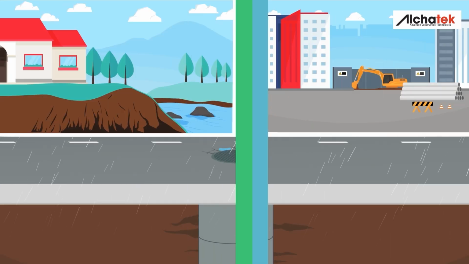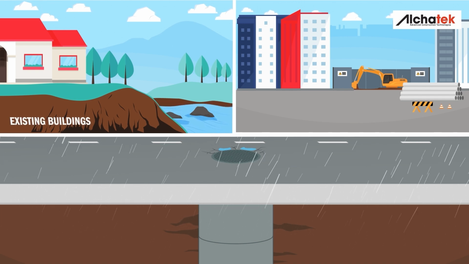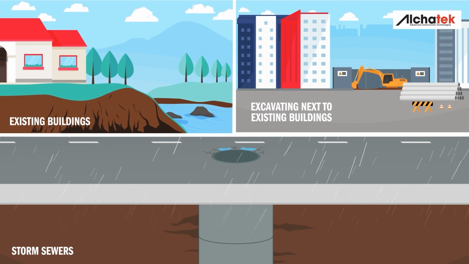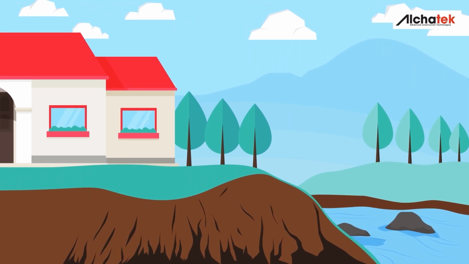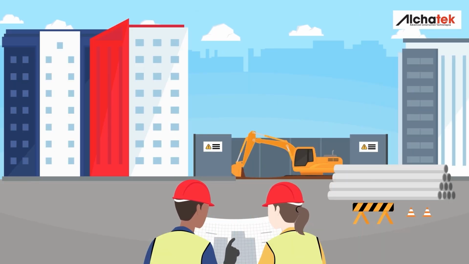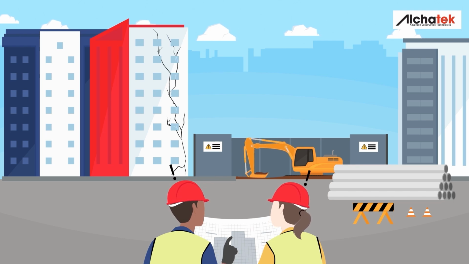Here are the common situations where unstable soil can be a problem: existing buildings, excavation next to existing buildings, and storm sewers. Weak soil under any structure or slab increases the risk of settling and structural damage. Excavating next to a building can weaken the soil that supports the foundation, potentially causing structural damage.